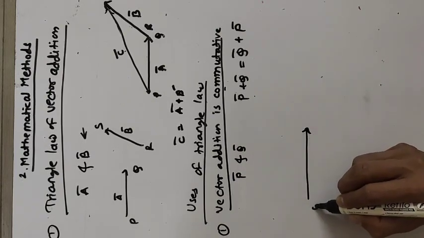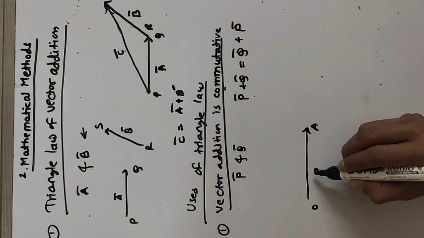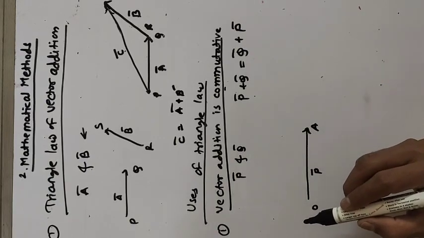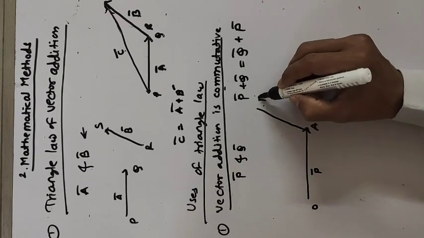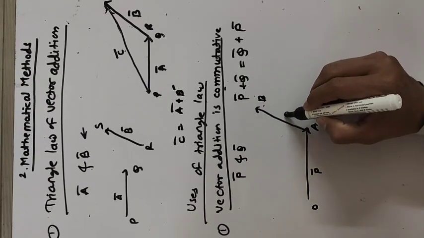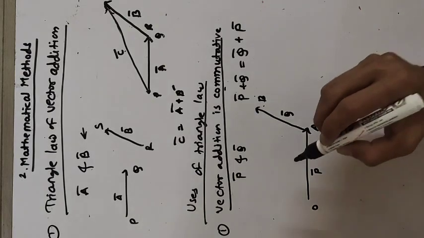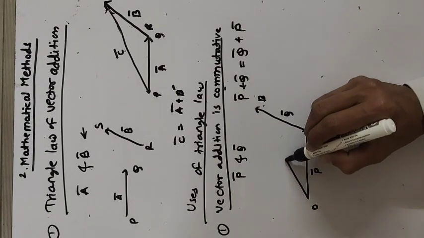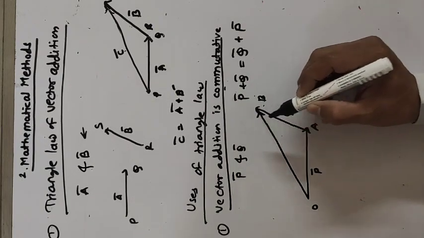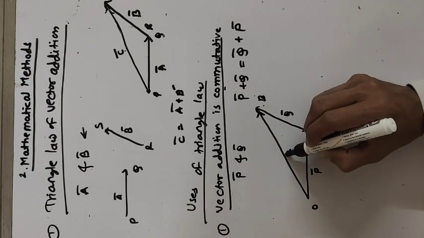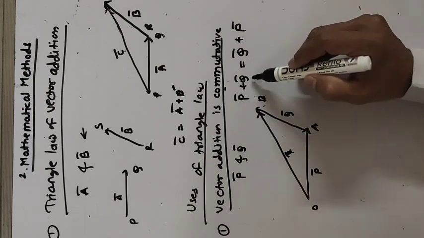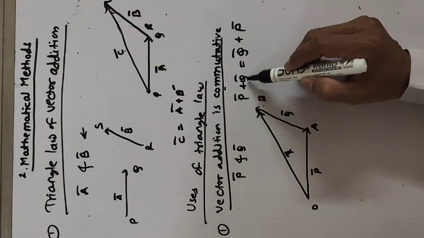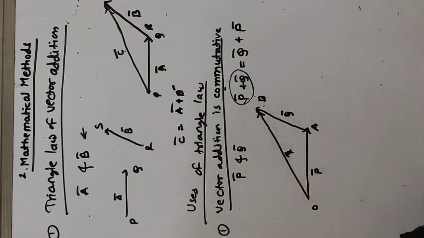OA represents vector P bar. AB represents vector Q bar. Then according to the triangle law of vector addition, this is the resultant R bar. This is P bar plus Q bar is equal to R bar. Okay, this is one side of the equation.